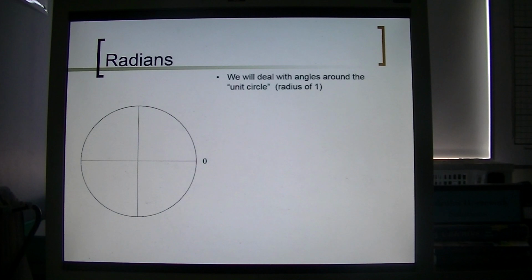Sorry. First, we are going to deal with angles around what we call the unit circle. We already kind of mentioned the unit circle, but the reason it's a unit circle is because it's a circle with a radius of 1. That will be important. We are dealing with angles that are around this unit circle, a circle with a radius of 1.